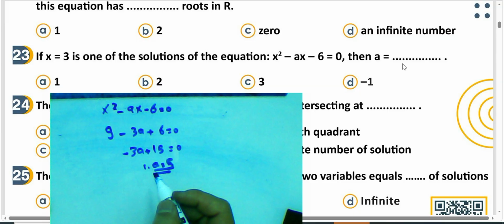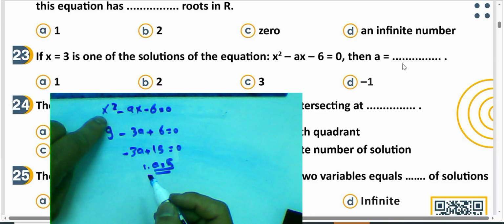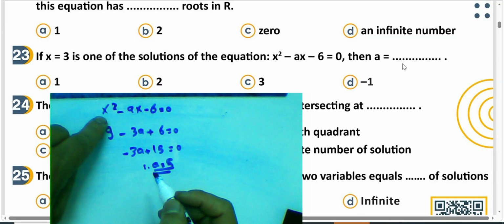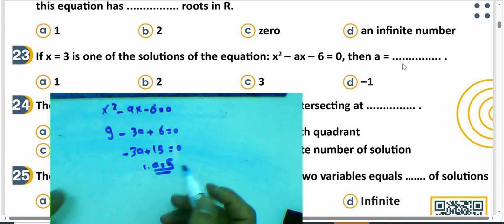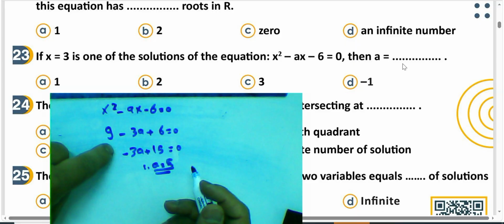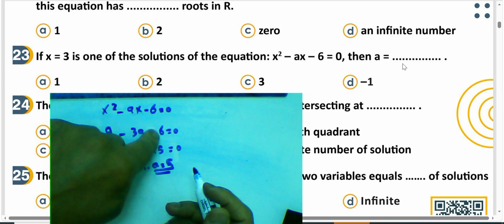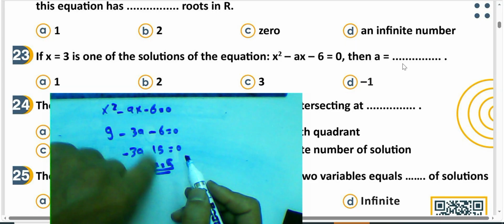Okay, again, with the value of x equals 3 as one of the solutions of the equation. We have 3 power 2 is 9, subtract by 3a. Understood? This is negative. Again, my students, this is negative.